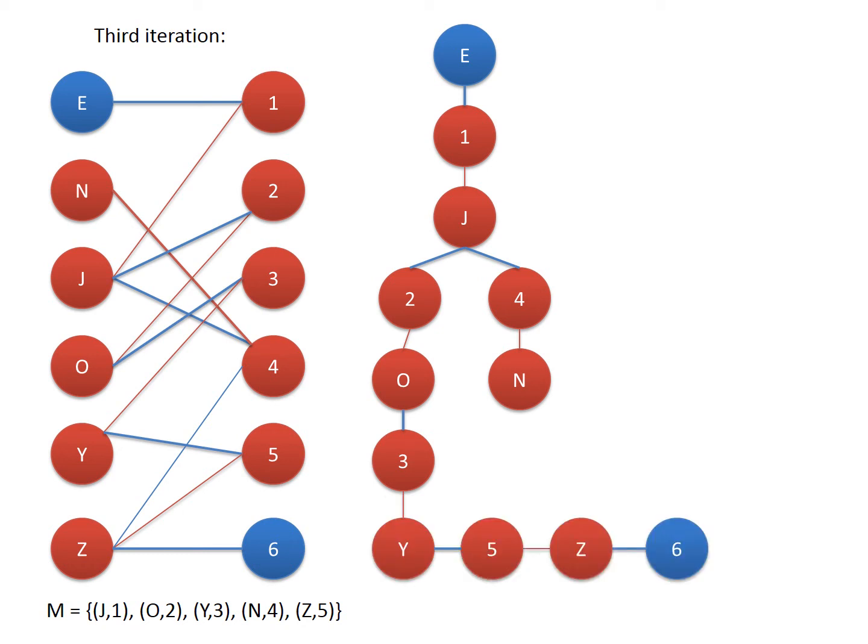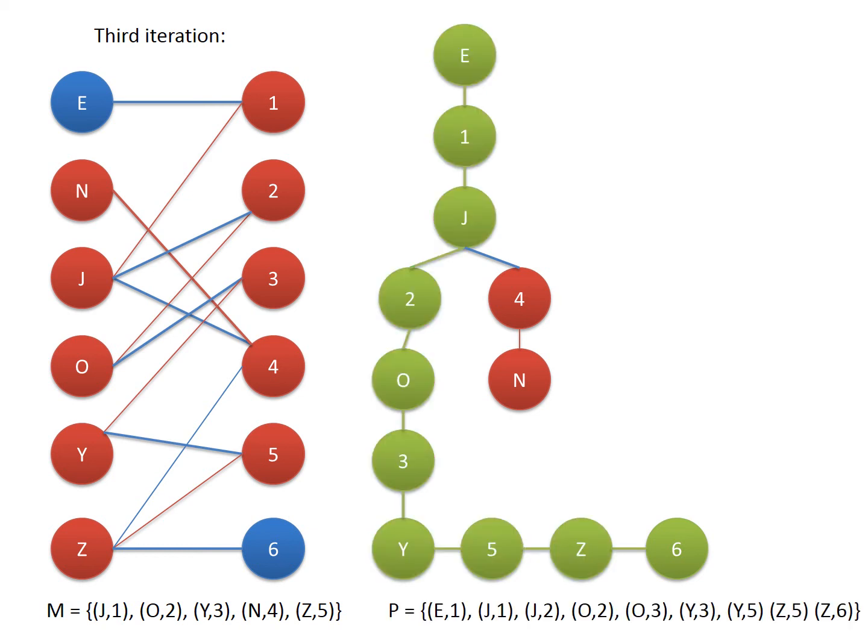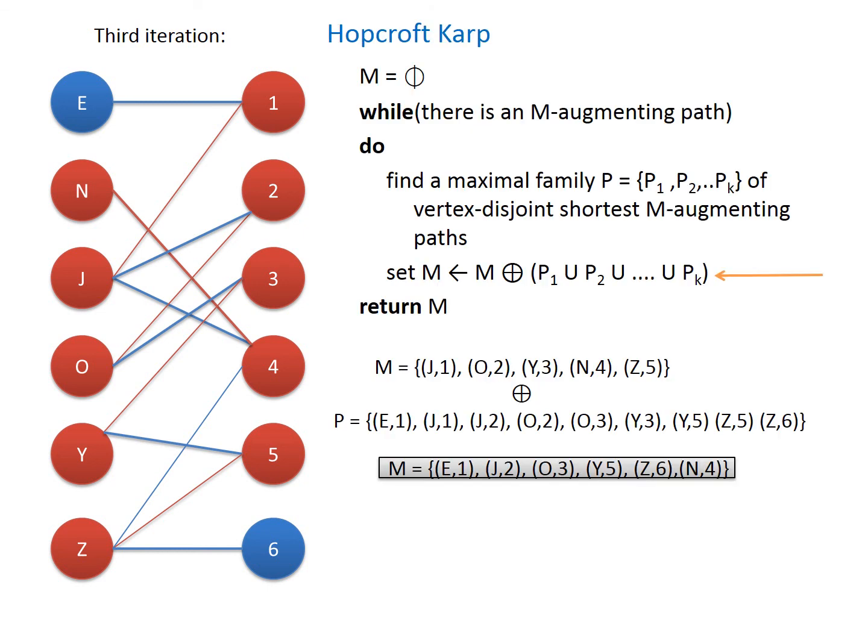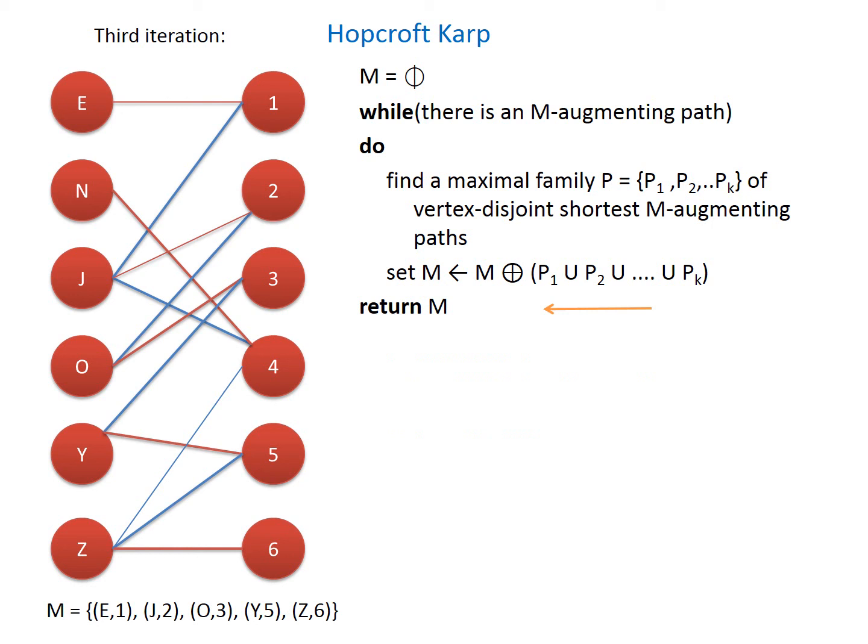It is important to observe that after each iteration, the length of the augmenting path increases. Now, by running DFS on 6, we get this path connecting it to E. Now we will compute the symmetrical difference to augment M. And now there are no more free vertices, thus the maximum matching has been found.